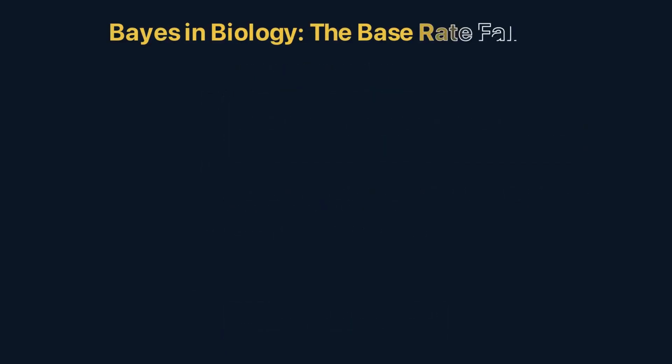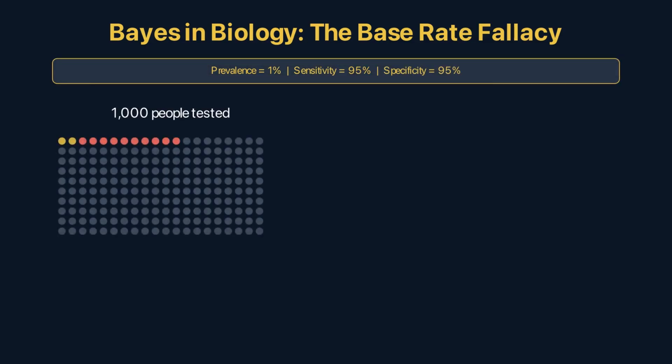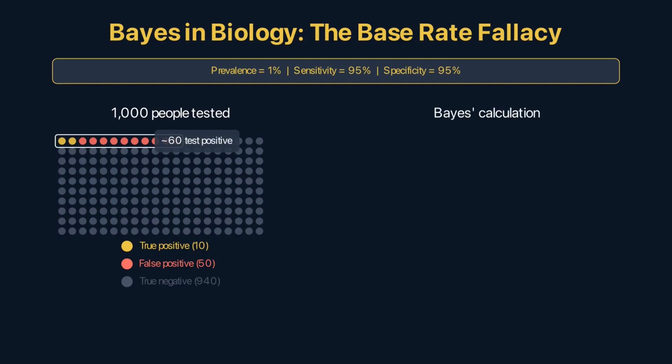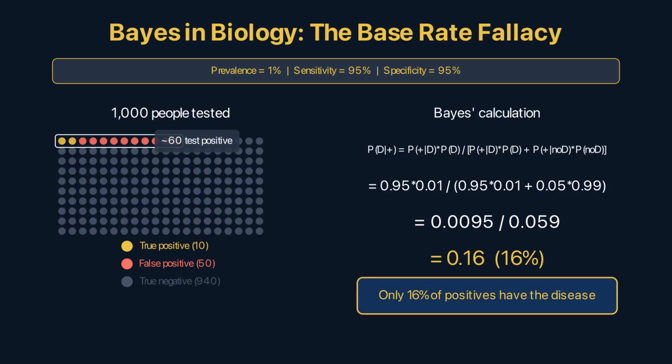A disease has 1% prevalence. Test has 95% sensitivity and 95% specificity. You test positive. What's the probability you actually have the disease? Most people guess 95%. Bayes says, P of disease given positive equals 0.95 times 0.01 divided by 0.95 times 0.01 plus 0.05 times 0.99. That's 0.16, 16%.